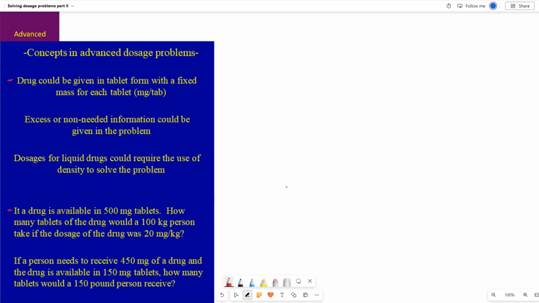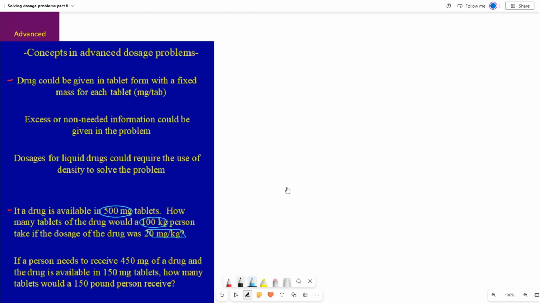It says, if a drug is available in 500 milligram tablets, how many tablets of the drug would a 100 kilogram person take if the dosage of the drug was 20 milligrams per kilogram? If we take a look at the pieces of information that we're given, we have 500 milligram tablets, a 100 kilogram person, and then the dosage of 20 milligrams per kilogram.